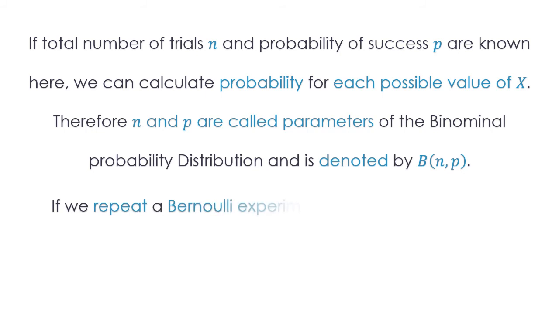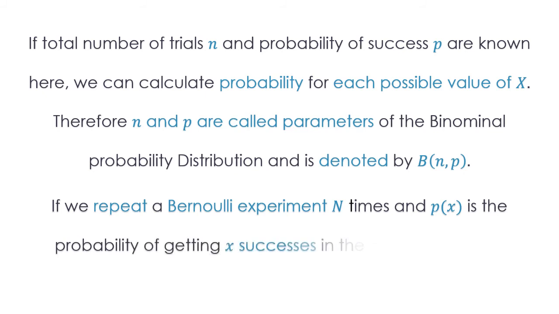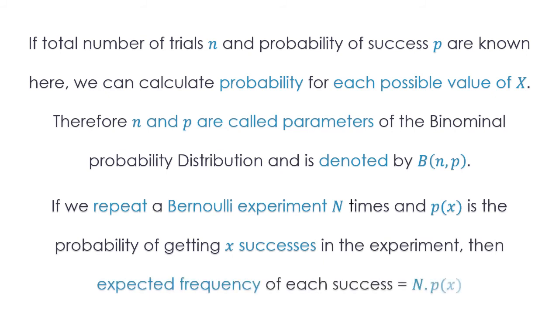Also, remember that if we repeat a Bernoulli experiment capital N times and P(x) is the probability of getting x successes in the experiment, then the expected frequency of each success will be capital N multiplied by the probability of x. So if my experiment is tossing 5 coins, and I repeat that experiment of tossing 5 coins 500 times, first I will find my probability for 5 coins, and then I will multiply that probability with the capital N of 500 to get how many times I get my desired result. I will explain this further in great detail in the later examples and exercises.